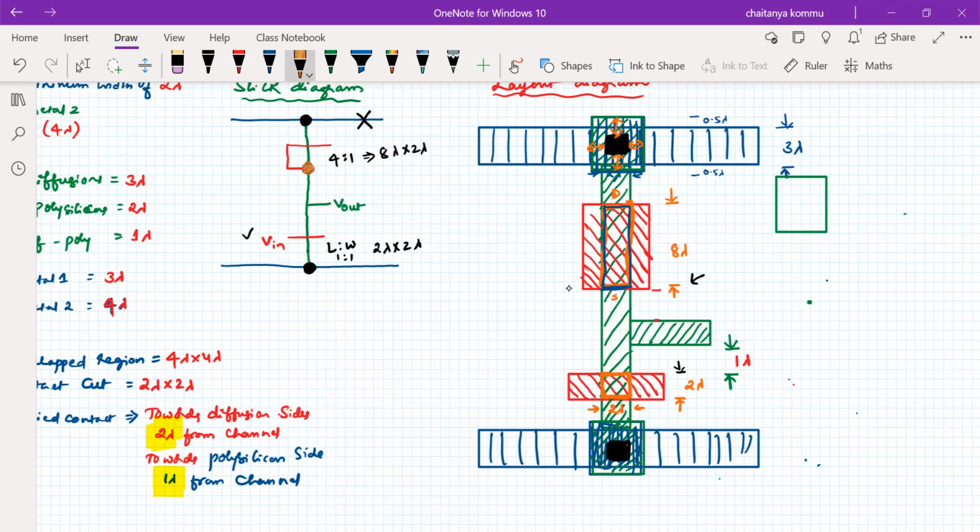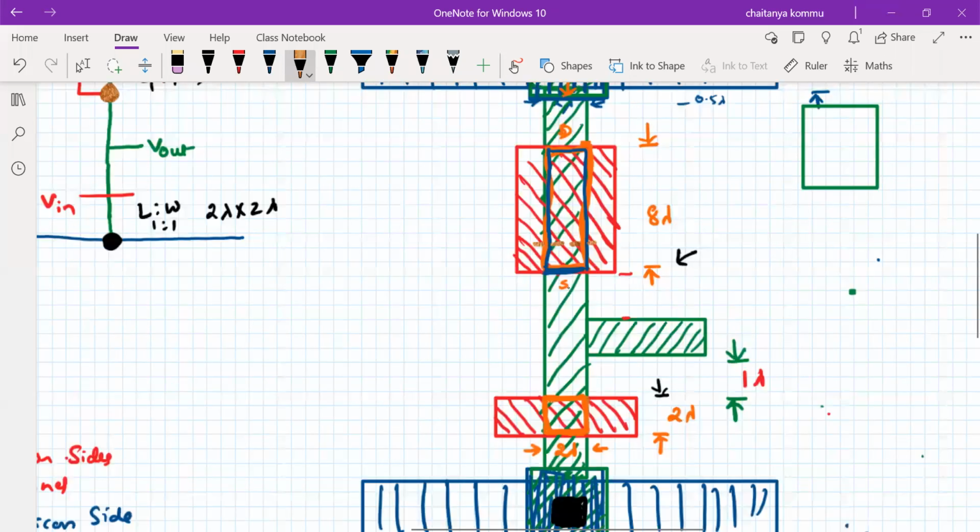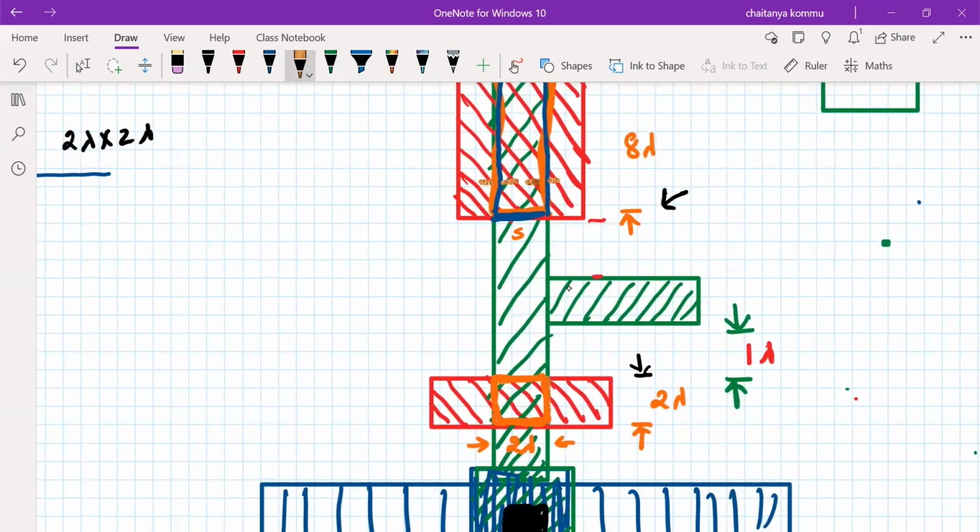So here 2 lambda means somewhere here, as you can observe. So this is the brown color. So bottom is also 2 lambda. But towards the polysilicon side, only 1 lambda. Please remember, from here to here, 2 lambda I'm maintaining. From here to here also 2 lambda I'm maintaining, because diffusion is top and bottom.